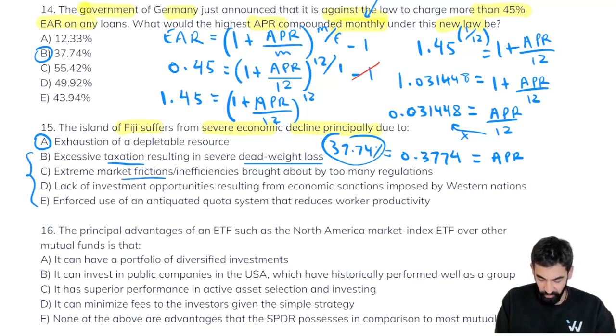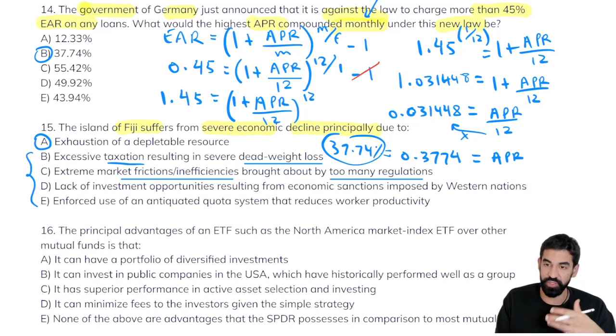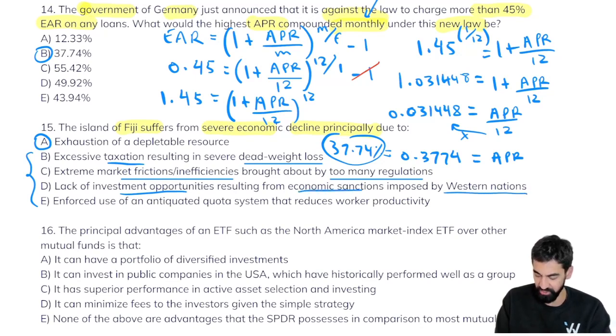C, extreme market frictions or inefficiencies. Market friction means any way the government steps in. Price ceiling, price floor, quota, tax. Brought about by too many regulations. Again, when the government steps in, it can lead to a deadweight loss, but not a severe economic decline for the whole economy. Like if they tax cigarettes, the cigarette producers are going to be unhappy, but not the whole society. It will lead to a deadweight loss for cigarette consumers and producers, but not the whole economy.